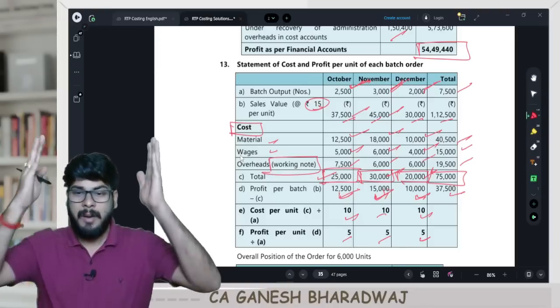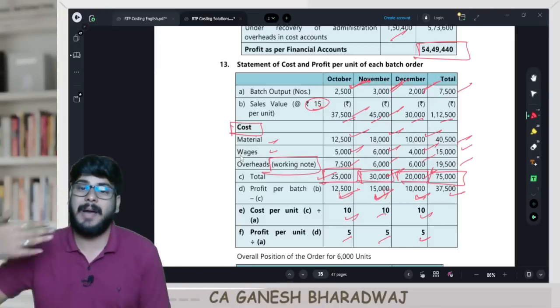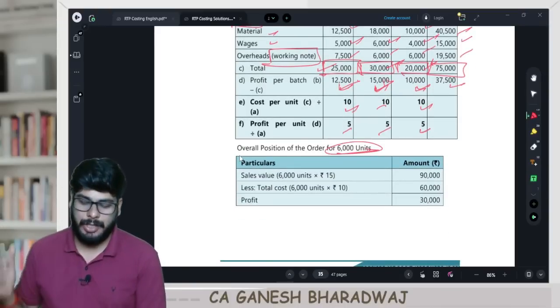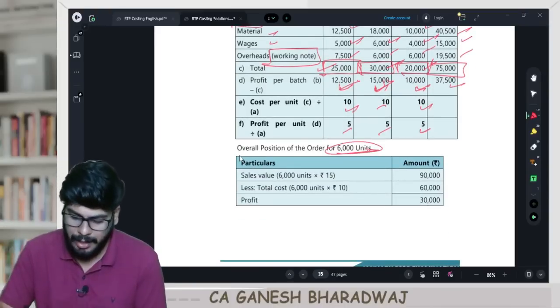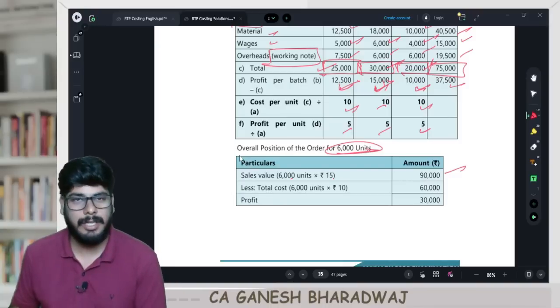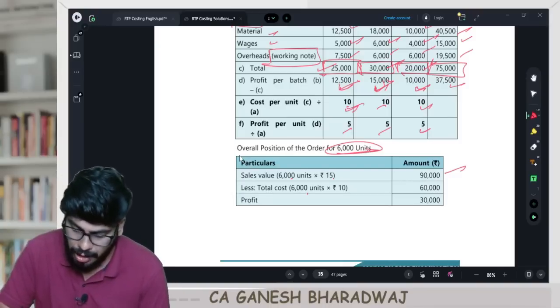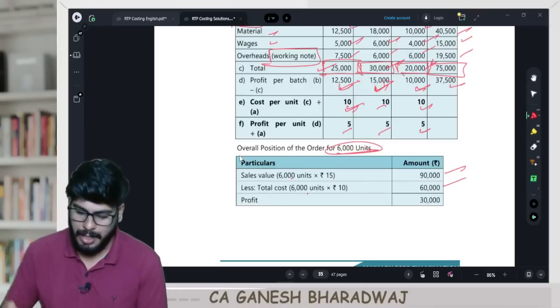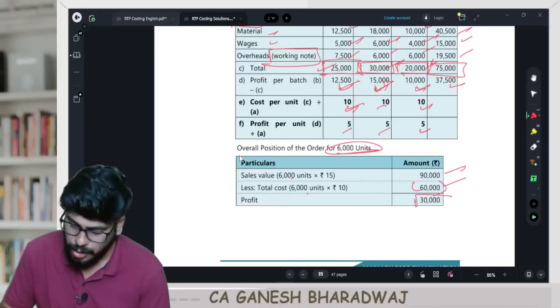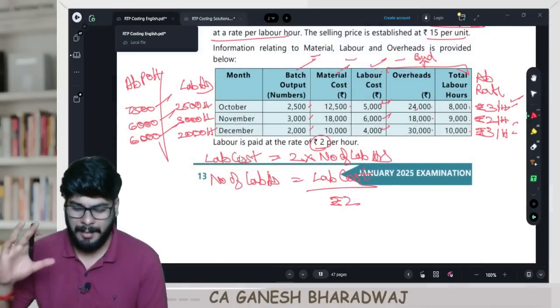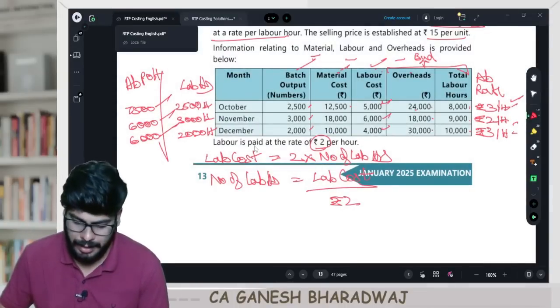Are you clear with this? Month wise, we have prepared the batch cost sheet, and now they've asked, suppose the company is taking up an order of 6,000 units, what will be the sales value? 6,000 into 15, 90,000 rupees. What will be the total cost? 6,000 into 10 rupees. This is the cost per unit. It's going to be 60,000 rupees. And what's going to be the profit? You reduce it, you get 30,000 rupees. Are you clear with this? Fairly a straightforward sum. And that's about this particular question in your batch costing.